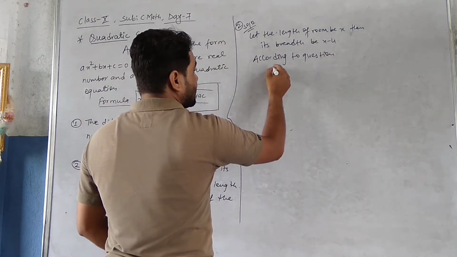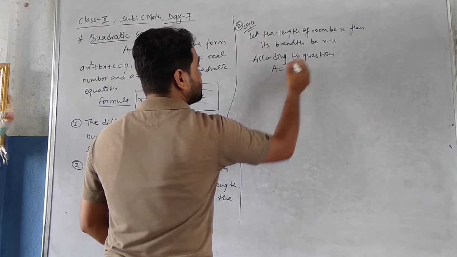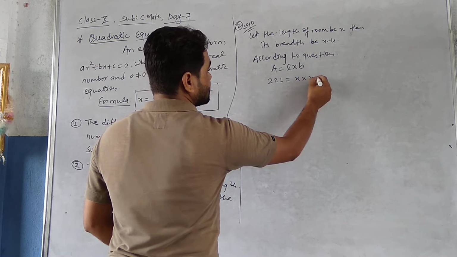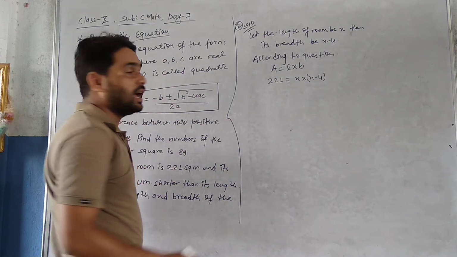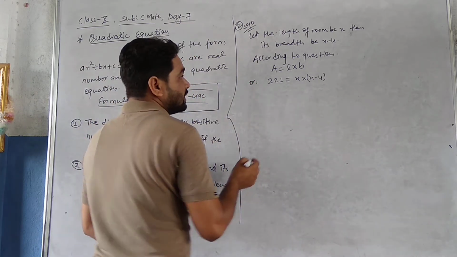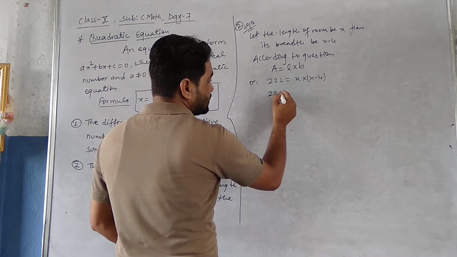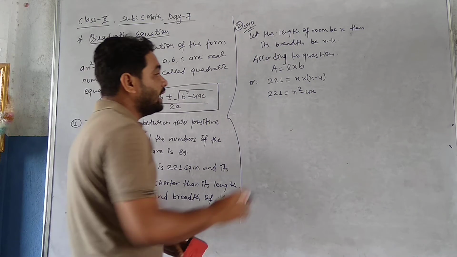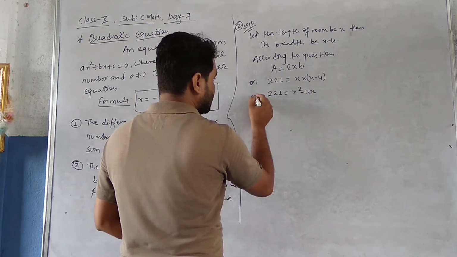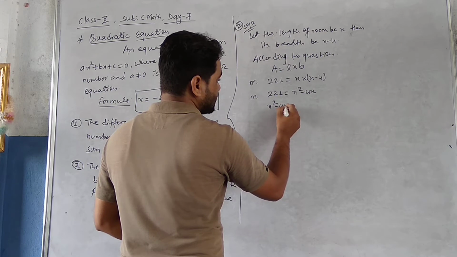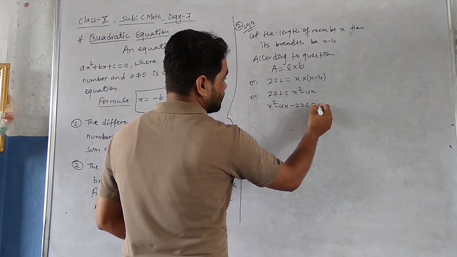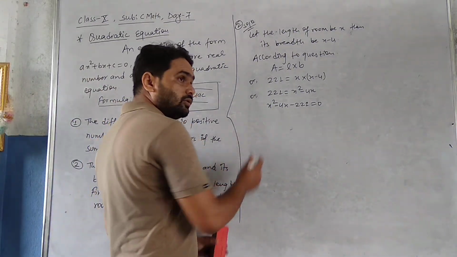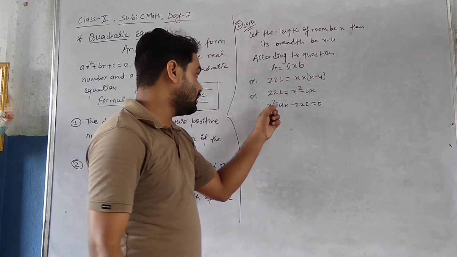Area equals L into B, and we have 221 equals L, which is x, times B, which is x minus 4. Let's multiply that. 221 equals x square minus 4x. Let's bring this to that side. So we get x square minus 4x minus 221 equals 0.